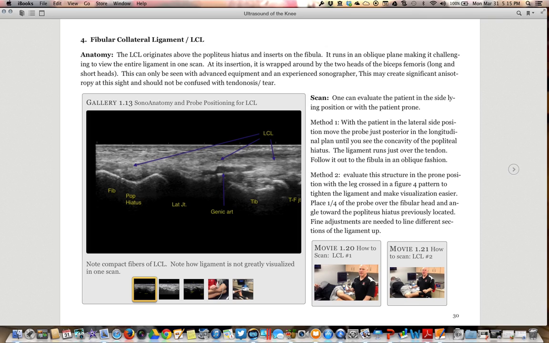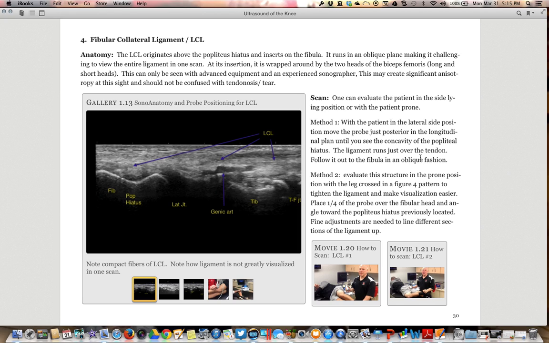This can only be seen with advanced equipment and an experienced sonographer. This may create significant anisotropy at this site and should not be confused with tendinosis or tear. Let's review this anatomy that we're looking at here and discuss two methods we like to use to visualize it. I prefer to visualize it from the posterior approach, but it can also be visualized from the lateral approach.